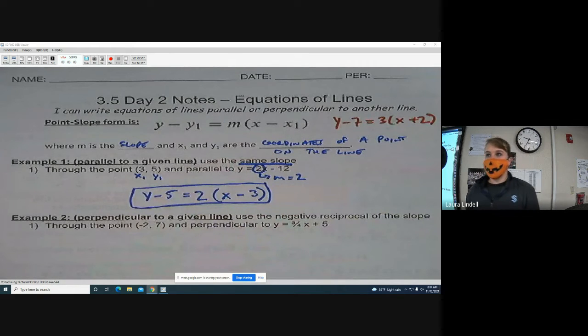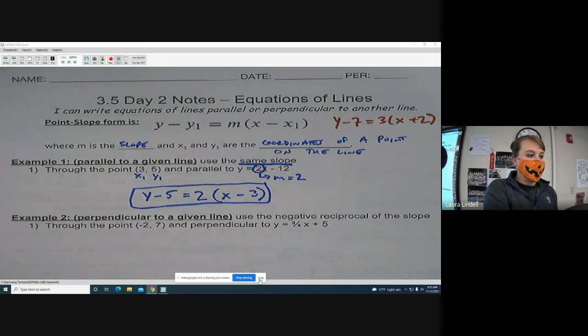That's the answer? We don't have to solve that? Nope, not today. That's what we're going to start doing next week, solving for y and putting it in slope-intercept form. Today we're just doing point-slope. Make it simple. It's Friday. Keep things easy.